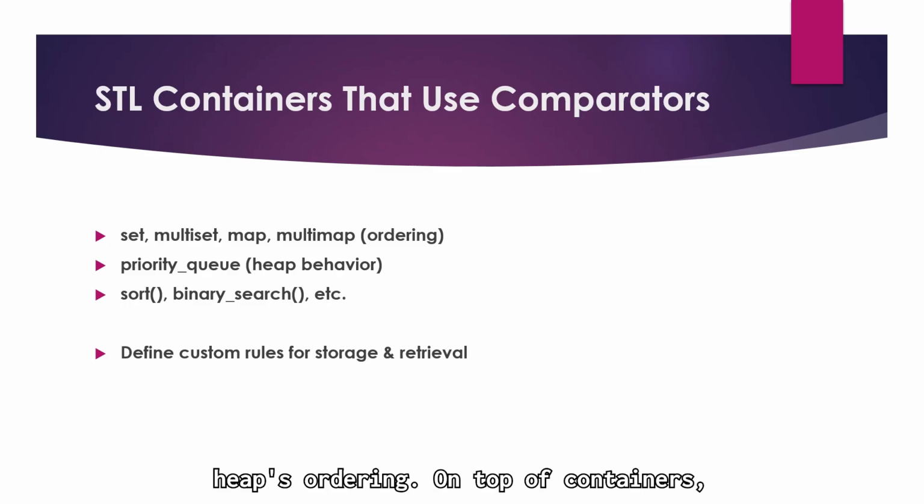On top of containers, many STL algorithms also use comparators. For example, sort, binary search, lower bound, and equal range all rely on comparators when they are provided. Custom comparators enable fine-tuned control over these algorithms' behavior.